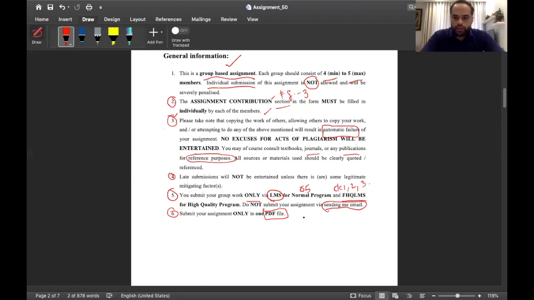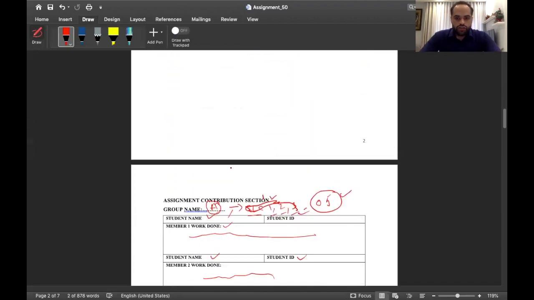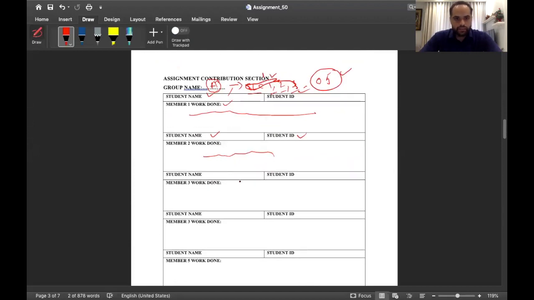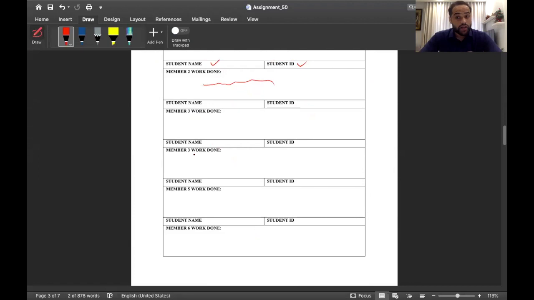All right. So now, does anybody have any questions before we move on to the assignment questions? Any questions regarding this general information? No question, okay. So the general information is finished. Now move on to the assignment contribution section that I already explained. You have to write what you have done in this assignment, your contribution, your question, you write here.